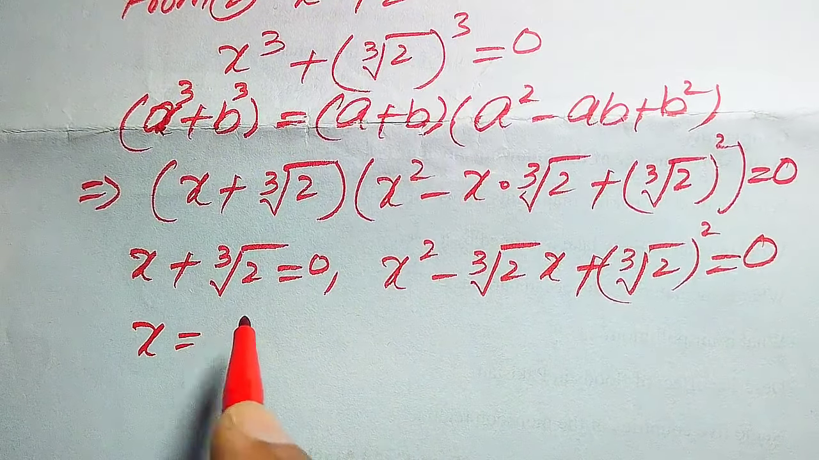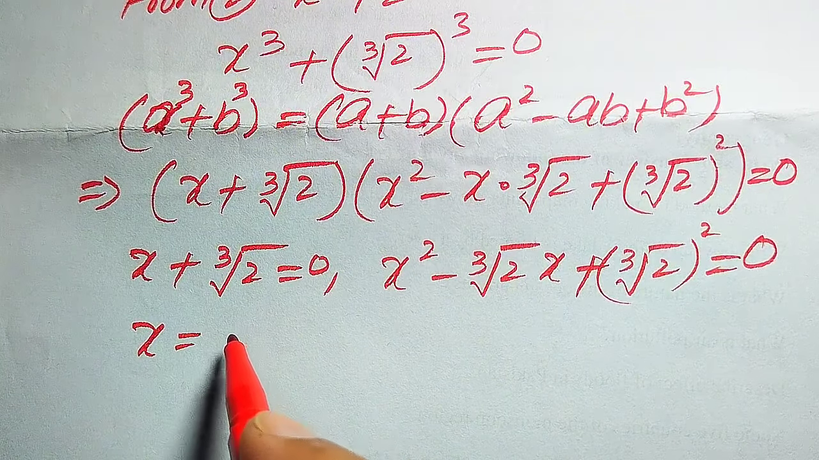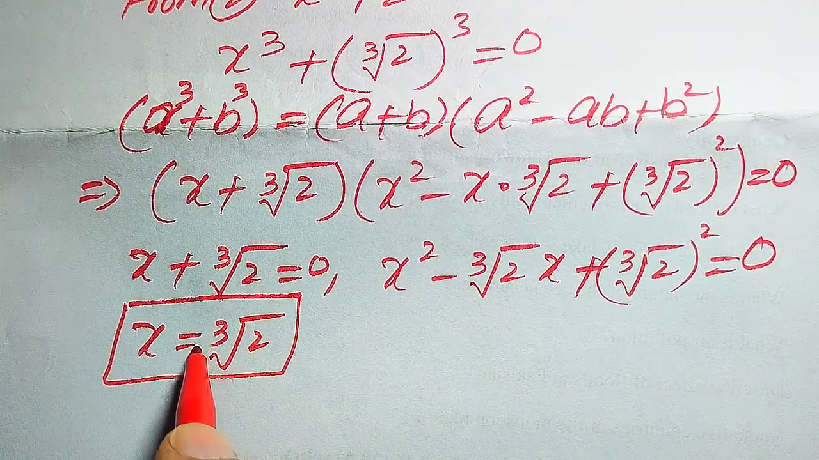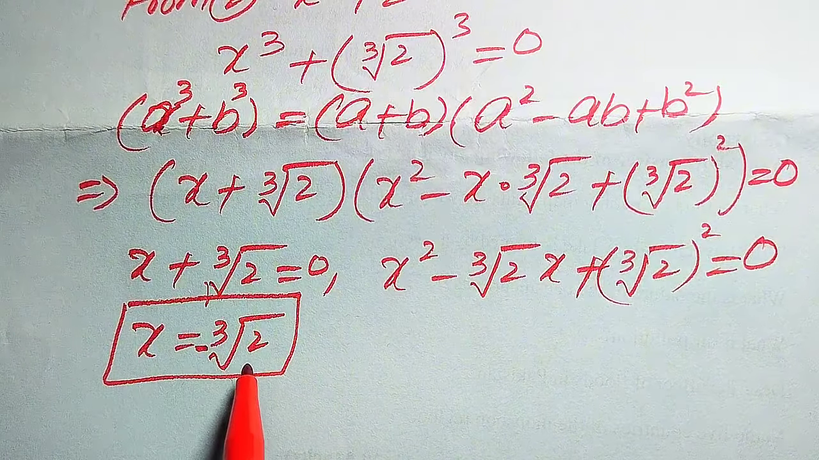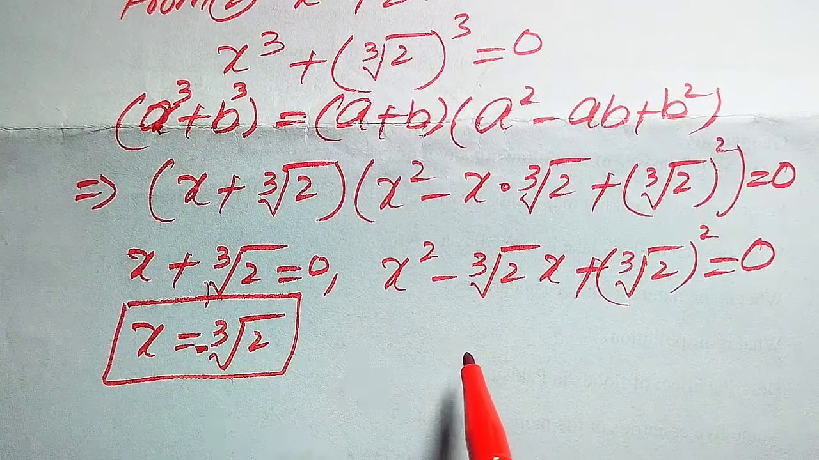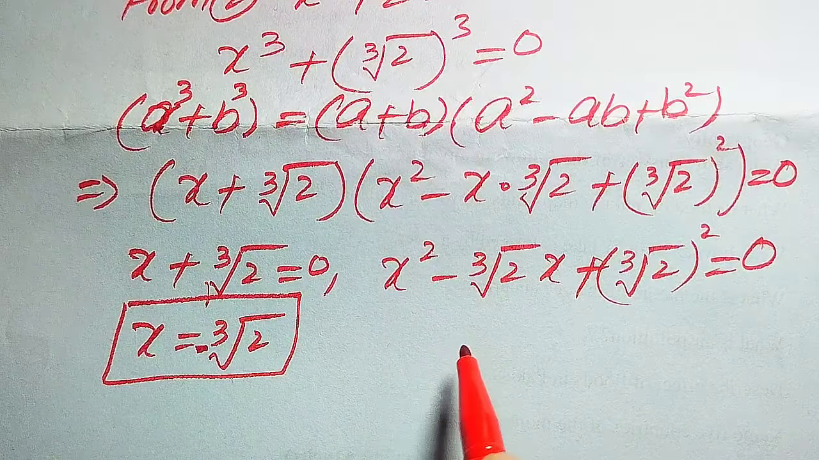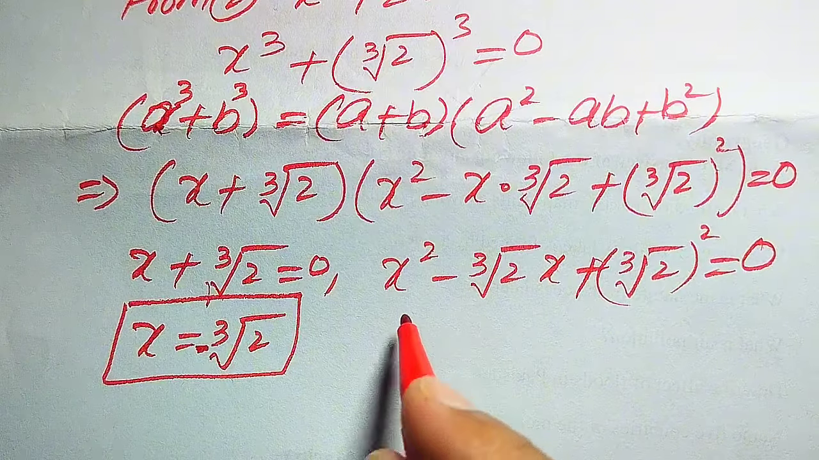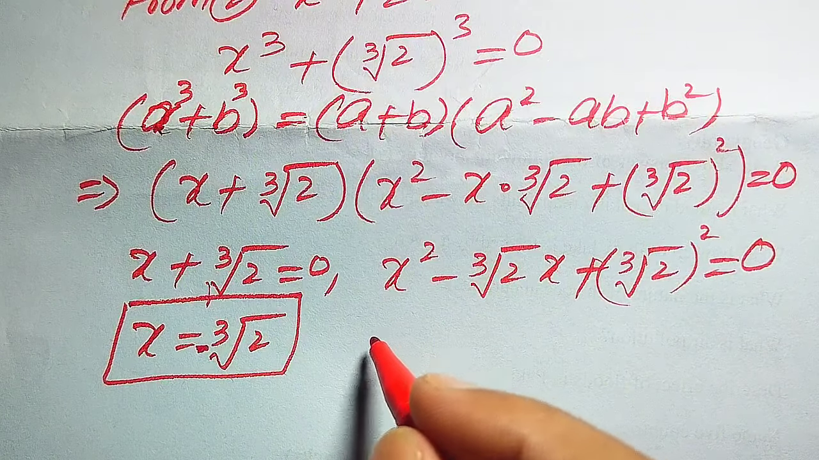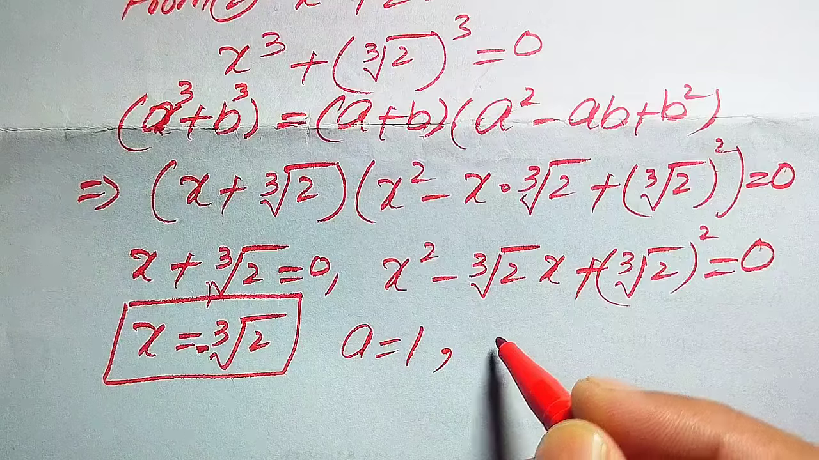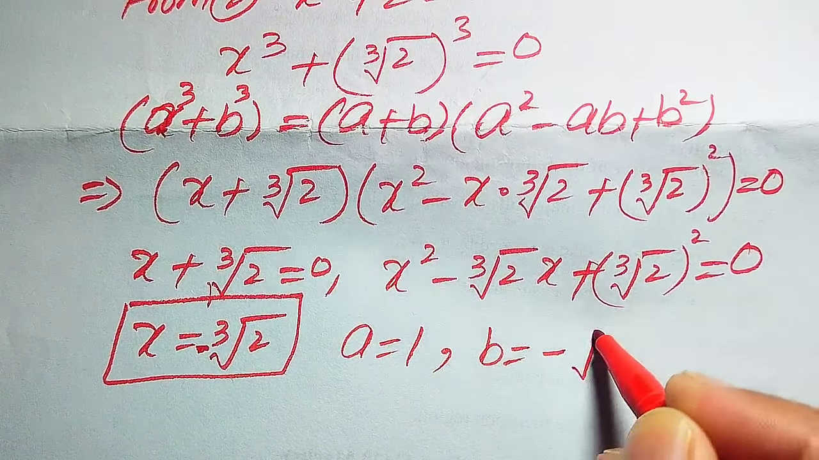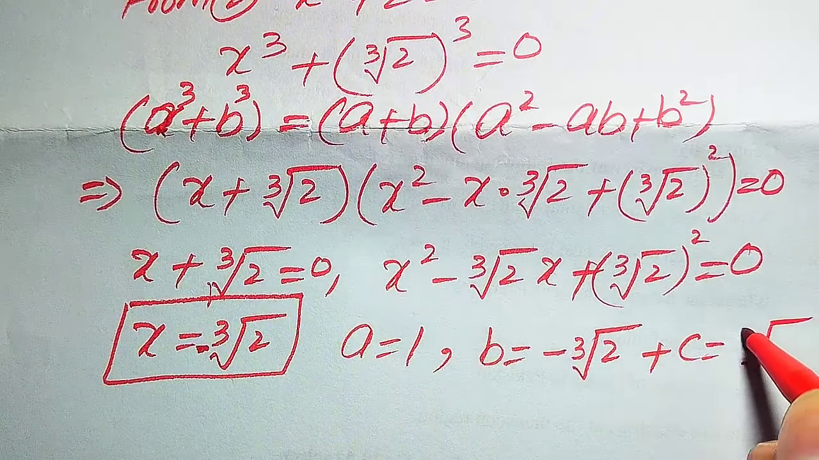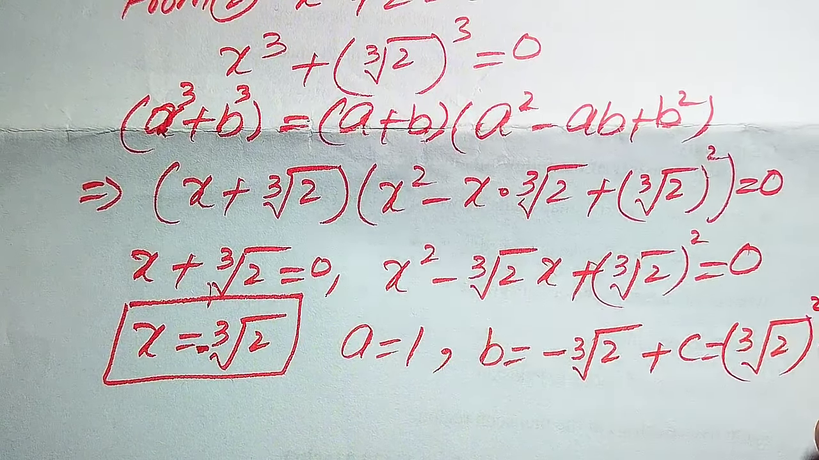So from here we get the first root of the given equation, which is the negative cube root of 2. This is a positive term, and when we move it to the right hand side, it becomes negative. Okay. So in the same pattern in which we got the roots from the first equation, we get the roots from here. First we use the quadratic formula, and we write the coefficients of this equation: a equals 1, b equals minus cube root of 2, and c equals cube root of 2 and its whole square.